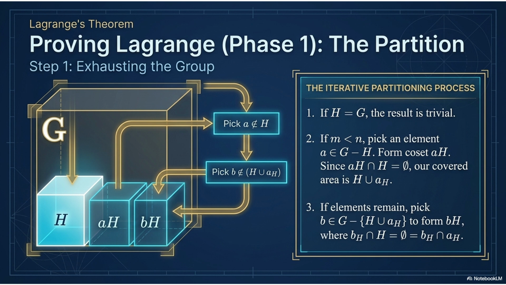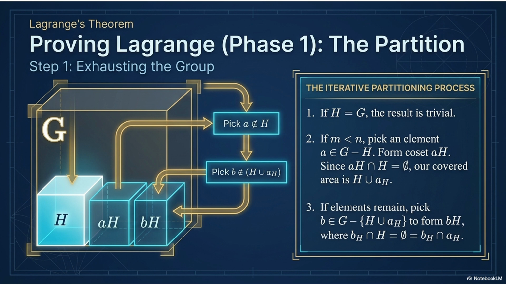Now we will consider the case that when H is not equal to G, that is order of H is less than order of G, then there will be elements in G which is not in H. Let us suppose that as small letter a. Form coset with this a. Then the coset aH intersection capital H will be empty because a is not an element of H.